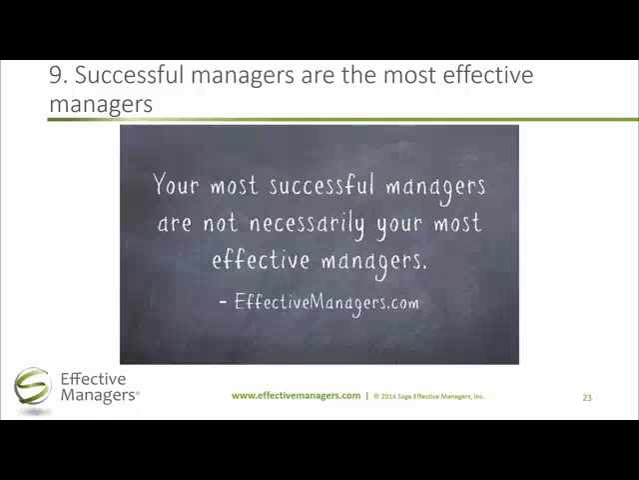The ninth fallacy that I'd like to cover off today is that successful managers are the most effective managers. And this is an interesting one. This was actually a finding for me when I was doing the background reading for the effective managers research. Studies have shown that successful managers, as measured by promotability, so those managers in the organization who are promoted, tend to be those managers who are very good at networking, very good at interactions with their peers, very good at networking upwards and creating relationships and being positively perceived by those higher in the organization.